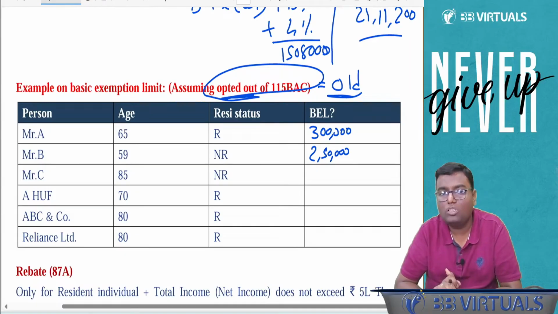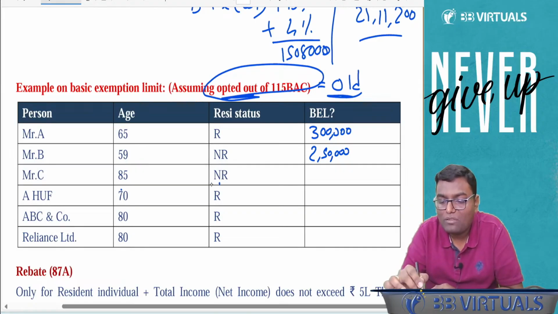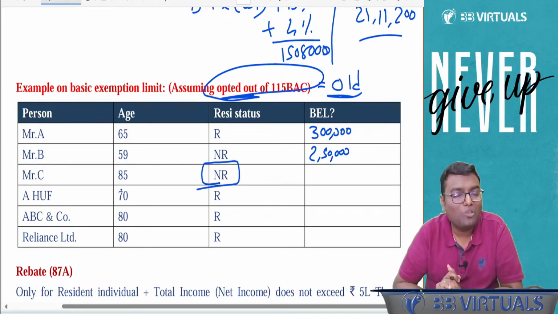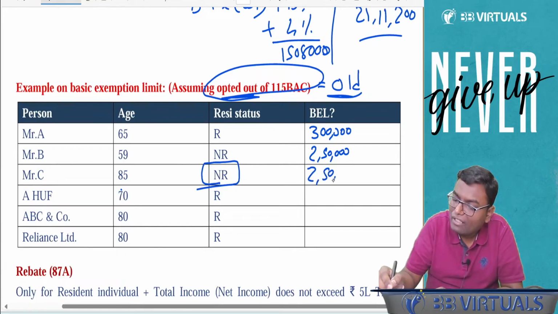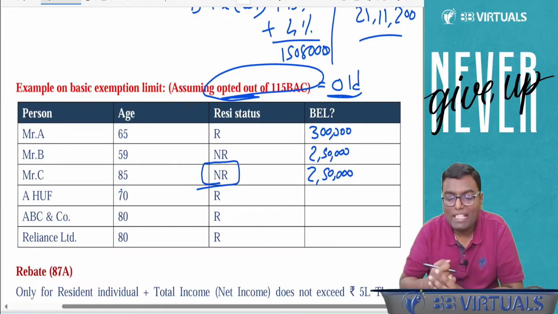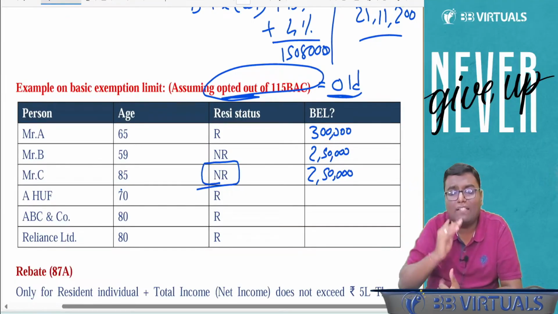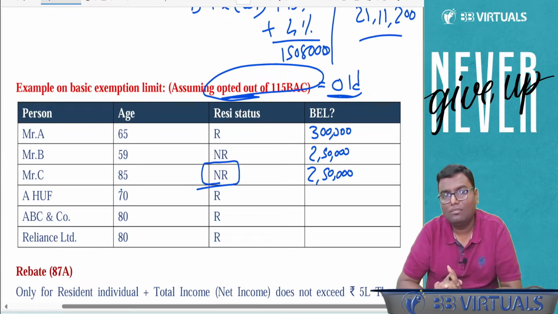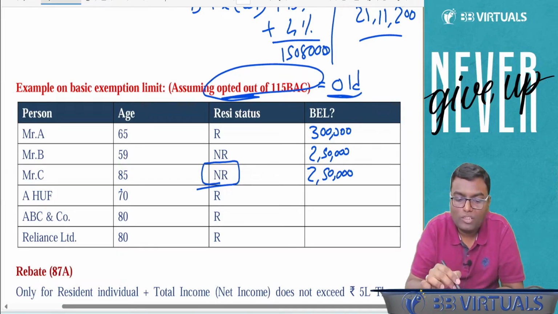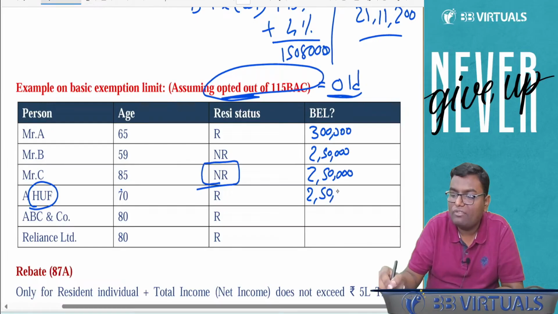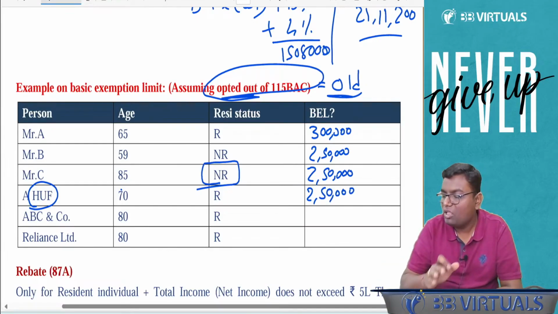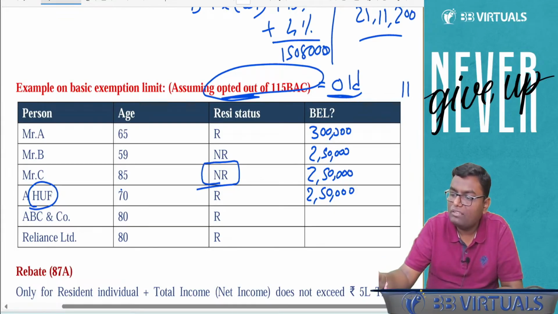Okay, Mr. C, 85 years, non-resident. Tell me, he's of the age 85. What will be the basic exemption limit? Can I say age doesn't matter because the person is a non-resident, and to a non-resident the limit will always be what? 2,50,000. Tell me, a HUF. It is incorporated since 70 years and it is resident. What will be the basic exemption limit? Again, age etc. does not matter. To HUF, the limit will always be what? 2,50,000.